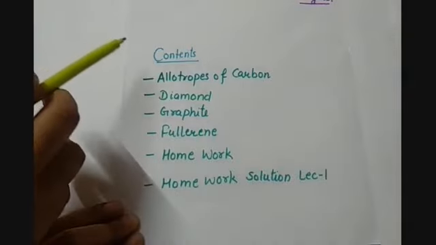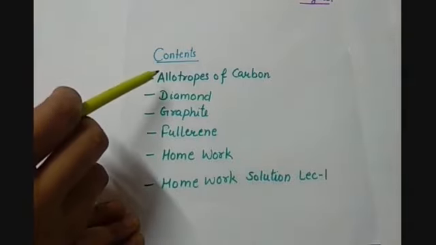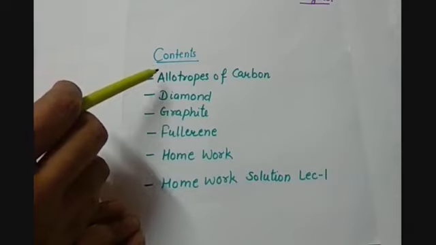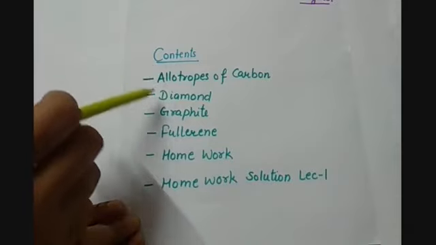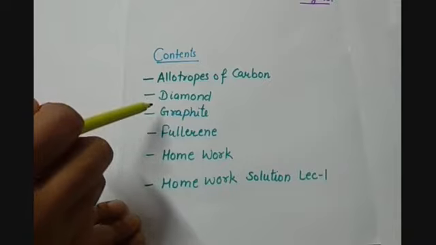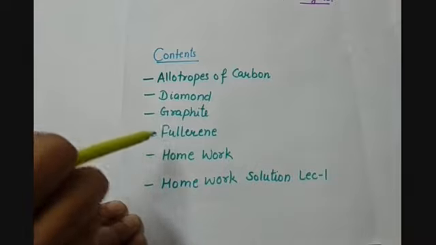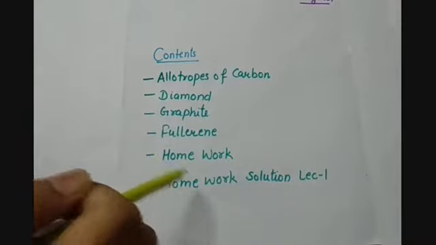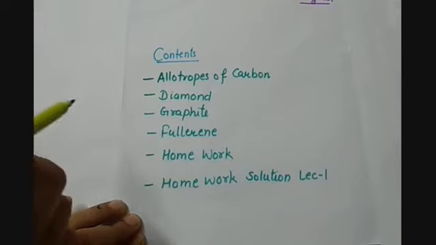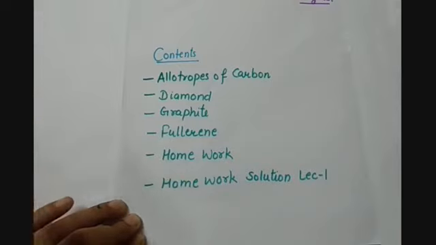So in today's lecture, we will do allotropes of carbon, examples of allotropes of carbon: diamond, graphite and fullerene. We will do their physical properties, chemical properties and their uses, and then we will have our homework, and in the end we will do the homework solution for lecture number 1. So let us begin with allotropy.